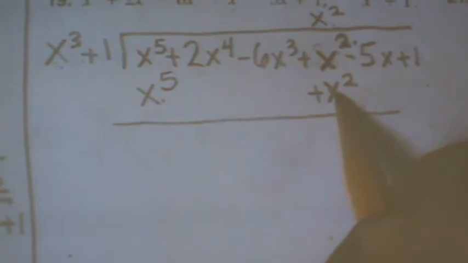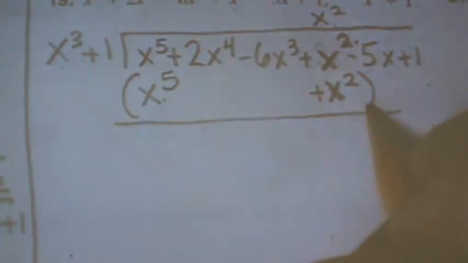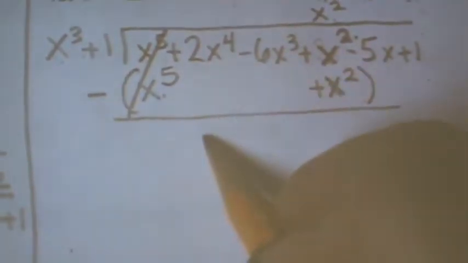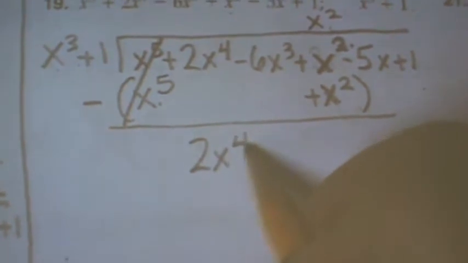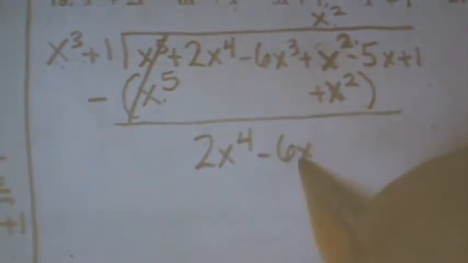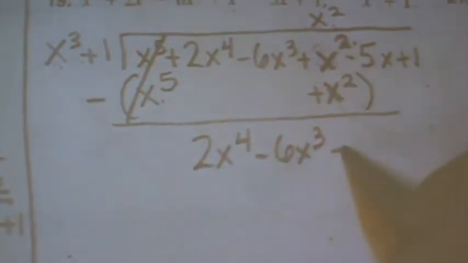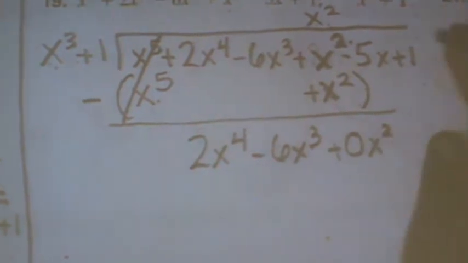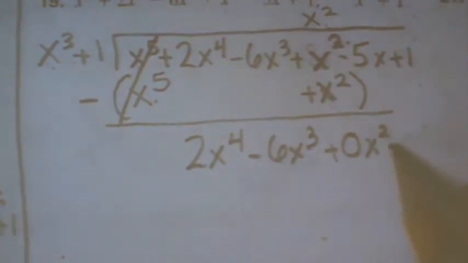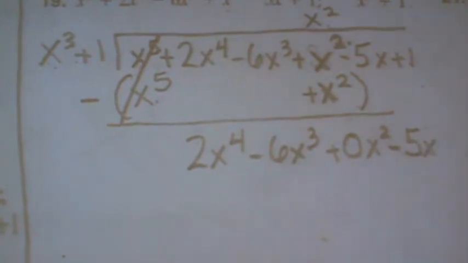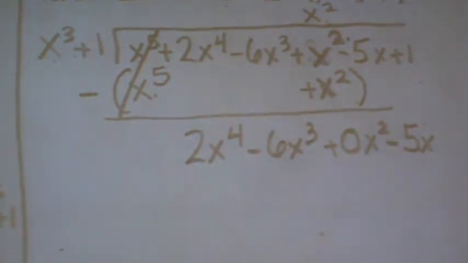Okay, so now, are you with me on x squared times x to the 3rd is x to the 5th? And this times this is that, x squared. So now when I subtract, this is gone, and that's gone, but this is not gone. We have to bring 2x to the 4th down, and we have to bring negative 6x cubed down. We do not have an x squared, but we do need to bring the next one in line down, which is minus 5x. Are you with me? Yes.